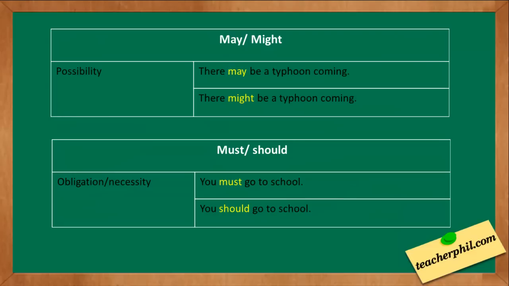Next is may and might. May or might could mean a possibility. Example, there may be a typhoon coming. Or, there might be a typhoon coming. The next one is must and should. This means an obligation or necessity. Example, you must go to school, or you should go to school.